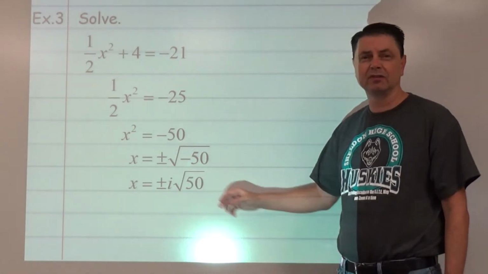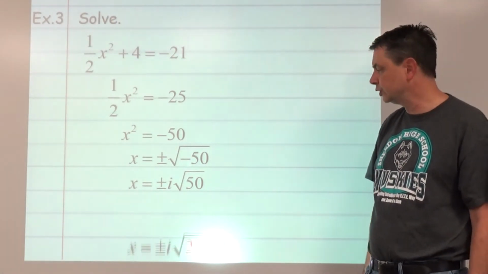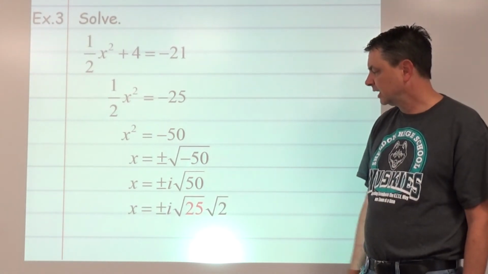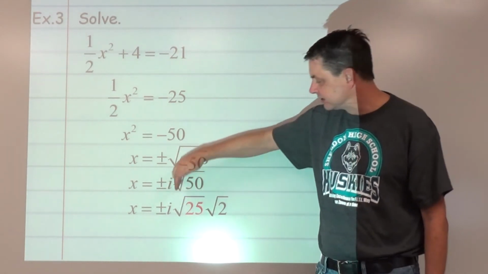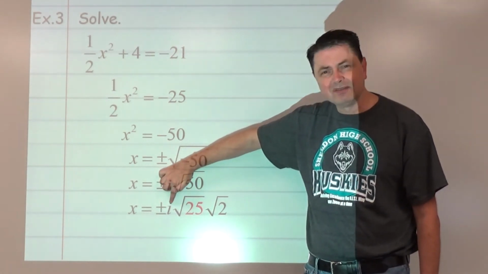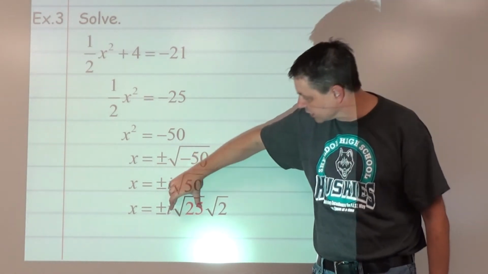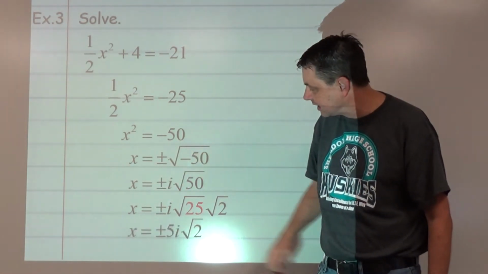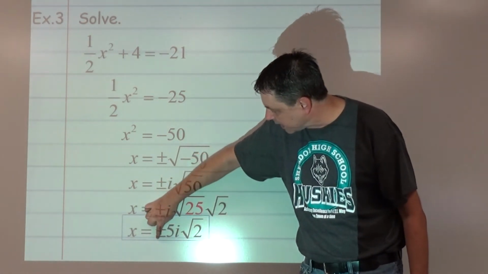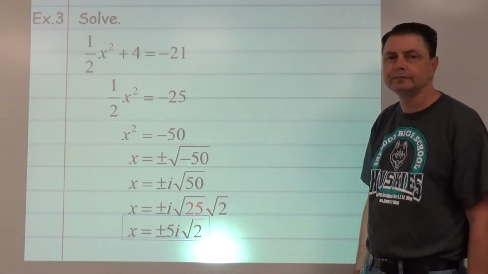Now we can break up the 50, product property, and say that's root 25 times root 2. We know that this is 5, and the last thing we're going to do, style-wise, is think of this like it being a variable like an x. We wouldn't say x5, we would say 5x. So we're going to switch the order right here. It's still going to stay behind the plus minus. x equals plus or minus 5i times the square root of 2.